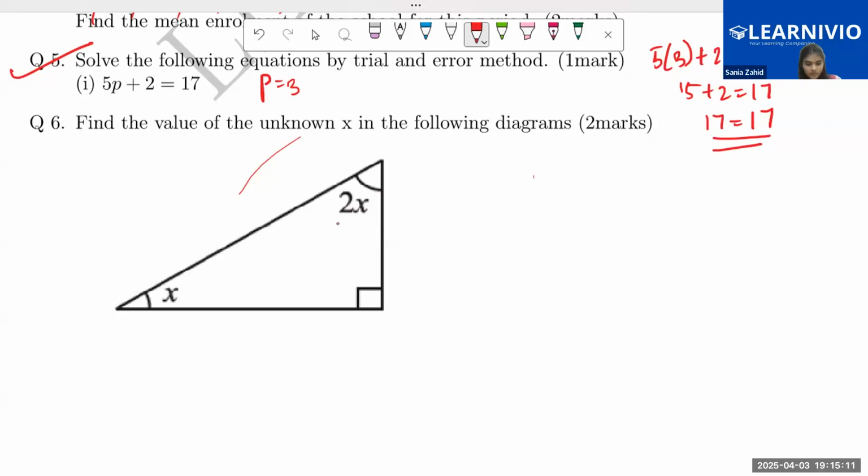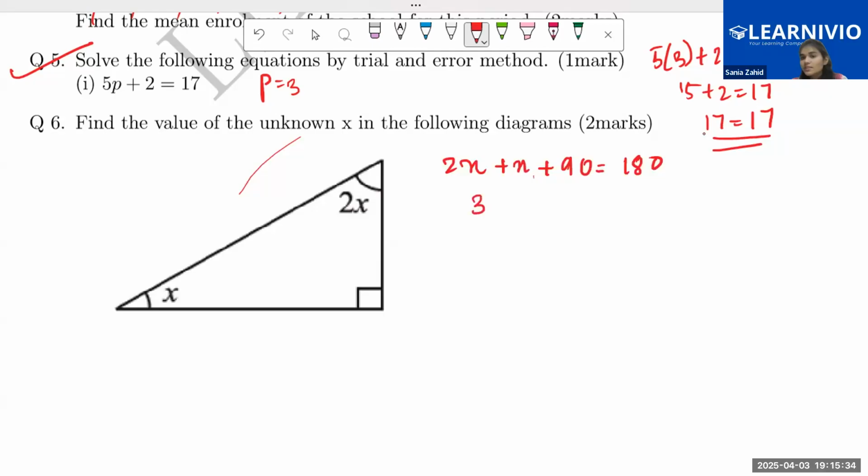Ma'am, x is equal to 30, 2x is equal to 60. Yeah, let's check. In a triangle, the sum of all angles is 180 degrees. So what are the angles? 2x, x, and 90. On adding them, you should get 180 degrees.